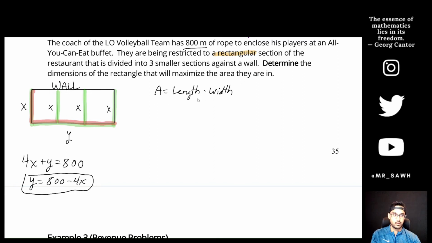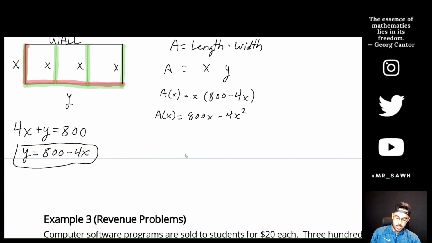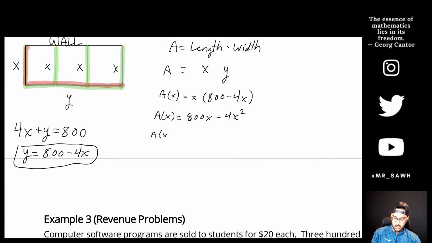Okay, so length and width are going to be x times y. That's what's getting multiplied together. We know what y is supposed to be in terms of x because we just solved for it. Replace them. So I know that my area function in terms of x is going to be x multiplied by 800 minus 4x. Again, you can distribute, so you get 800x minus 4x squared. Reverse the terms, and we're going to complete the square again. So negative 4x squared plus 800x.